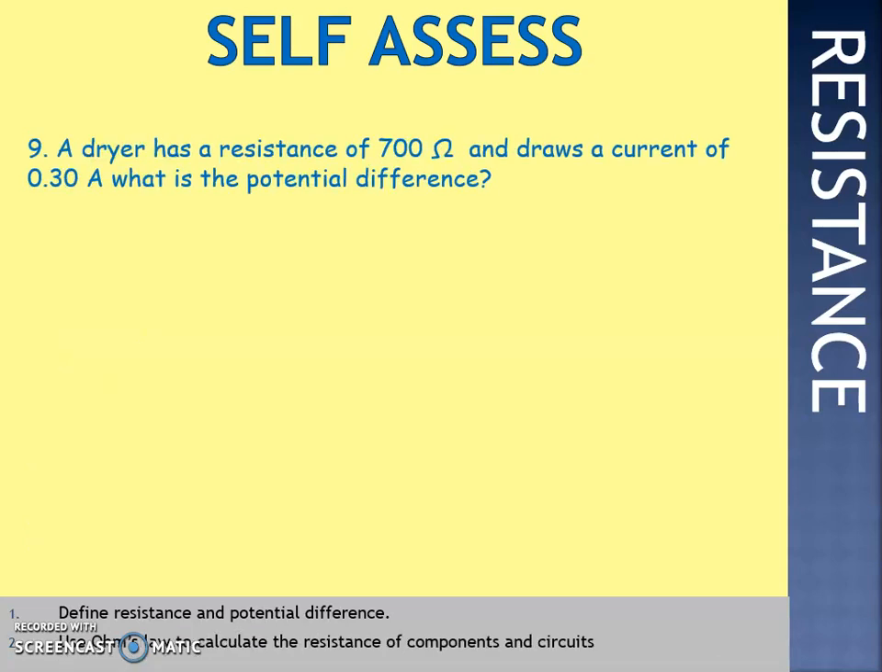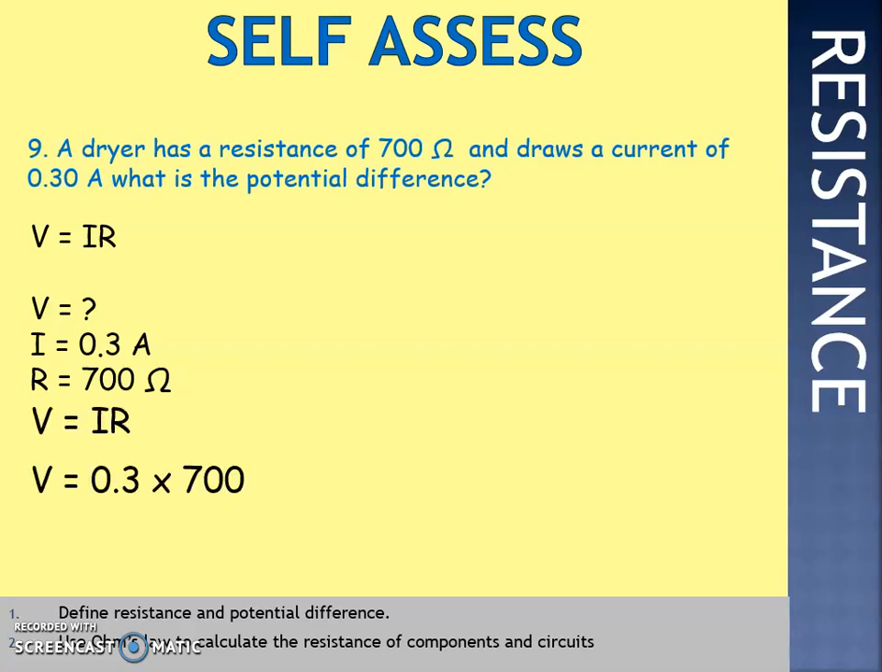A dryer's got a resistance of 700 ohms and draws a current of 0.3 amps. What's the potential difference? Again, write my equation out. Put my values in. V equals IR, I is 0.3, R is 700, that would be 0.3 times 700, giving me 210 volts.